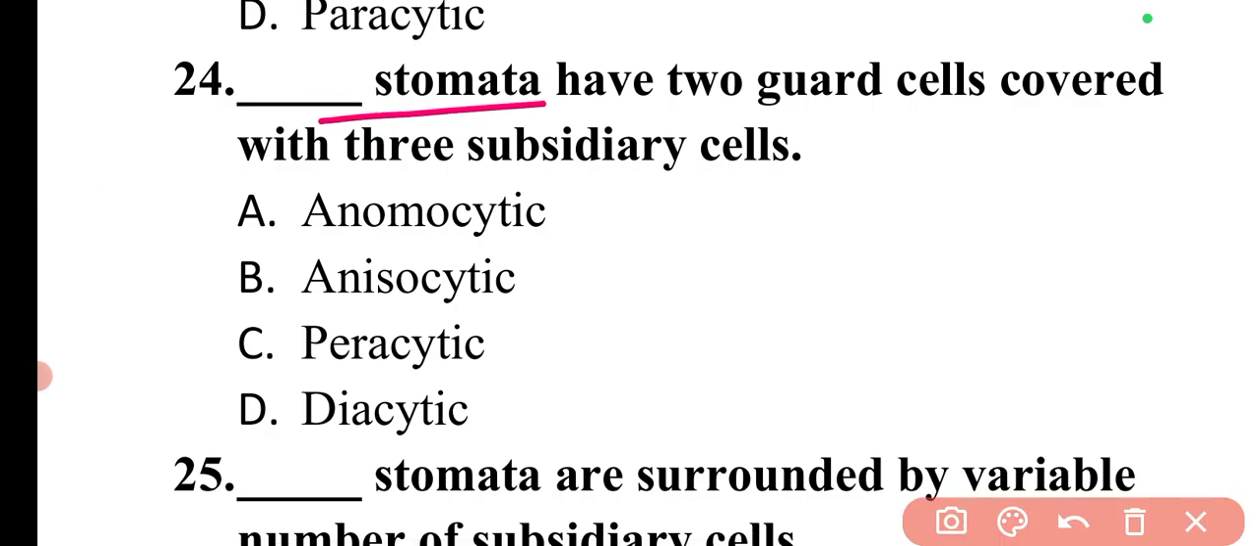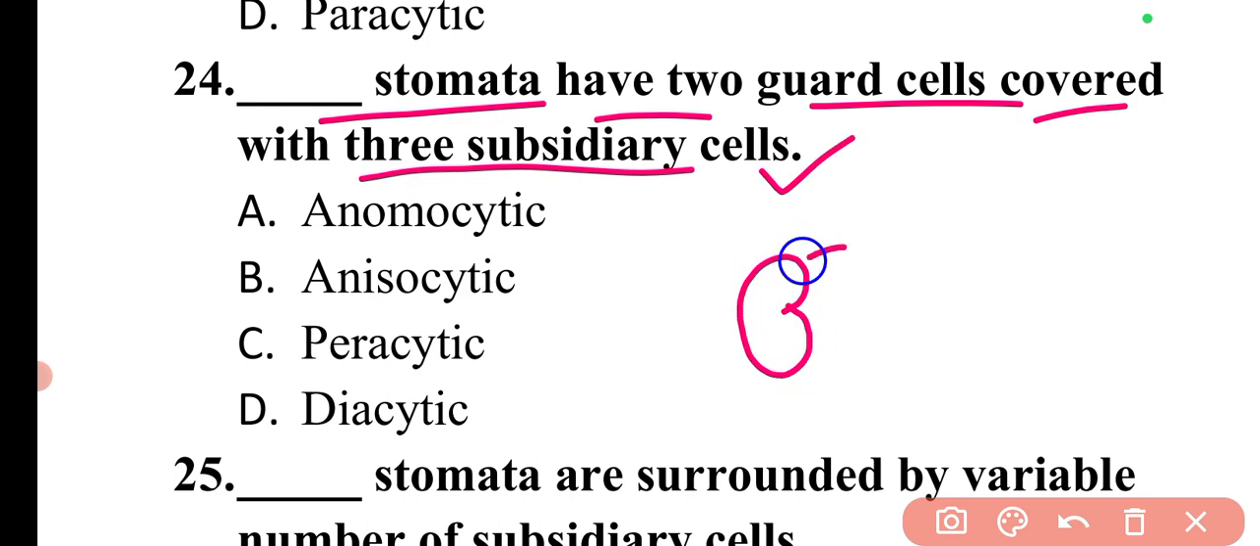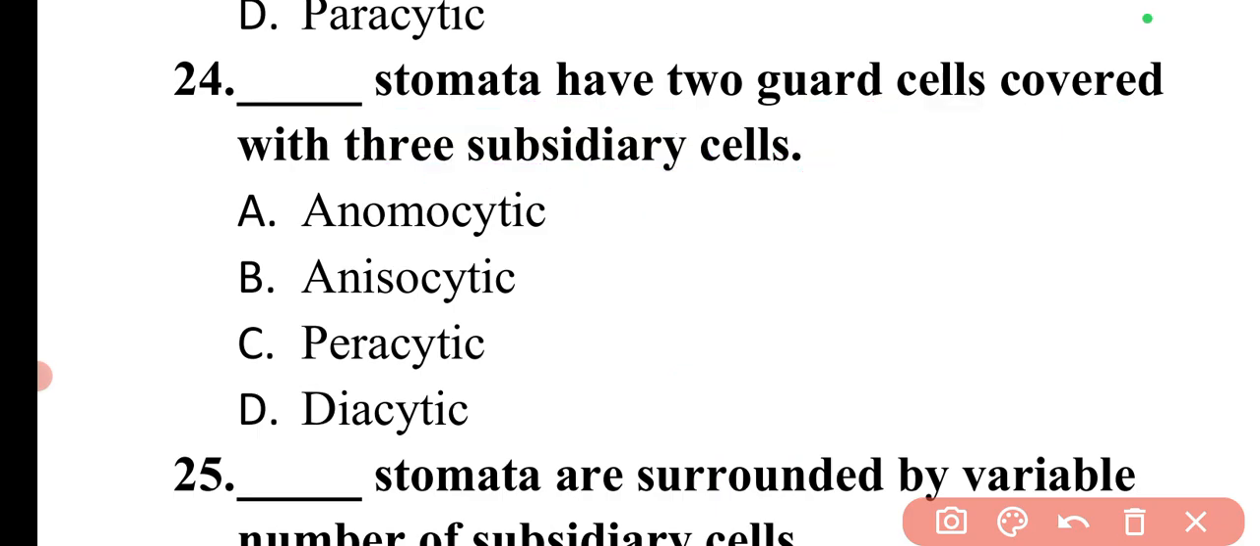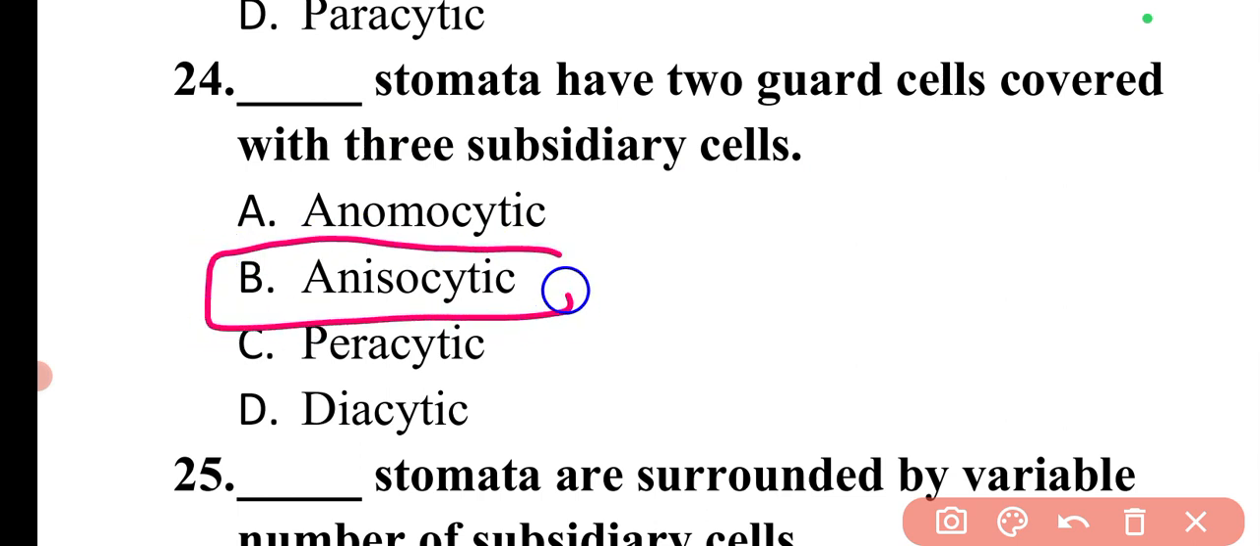The question is, dash stomata have two guard cells covered with three subsidiary cells. So basically these type of stomata again have two guard cells, but there are now three subsidiary cells. There is one more condition in this: the third subsidiary cell is comparatively smaller in size than the other two. So these type of stomata are known as anisocytic stomata. So here option B will be the correct answer.